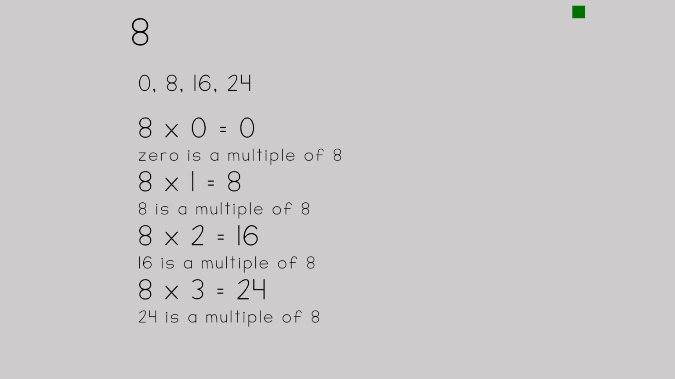We can never list all of the multiples of a number. In our example, 8 could be multiplied by an infinite number of numbers to find new multiples.